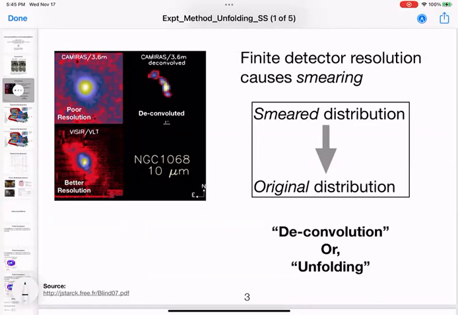We have such poor resolution because of the detector resolution. The detector resolution causes the smearing, and because of such smearing, we are not able to get back the real distribution, which is shown here on the bottom picture. The method where we try to get back the original distribution from the smeared distribution is known as deconvolution. This is a general statistical phenomenon which happens in many areas of science, and there are techniques to either correct for it or get back the original distribution, which we'll talk about later.